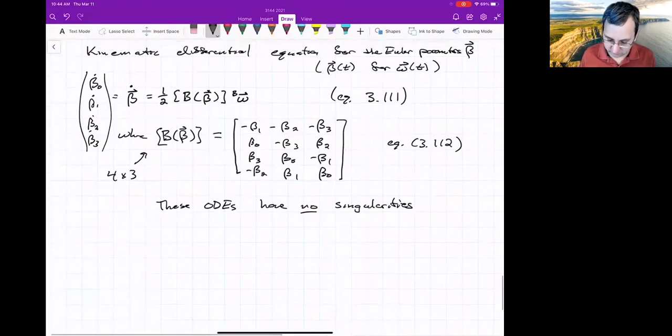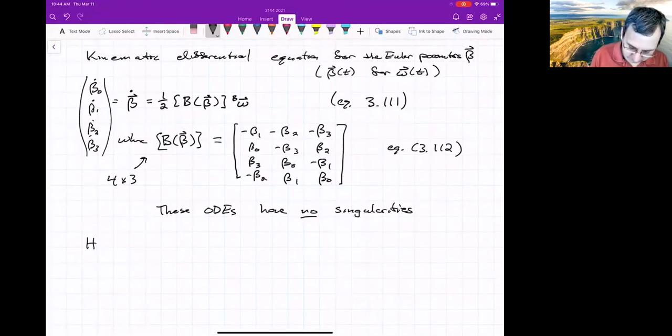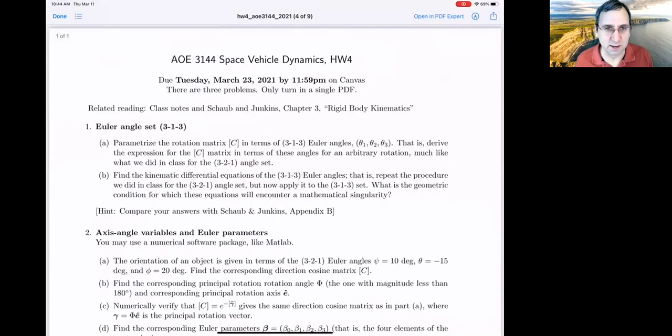So now let me show you that there's going to be a homework 4 assigned soon. I haven't posted it yet. The description of the problems fits on one page, which is pretty amazing. It's 3 problems. Again, only turn in a single PDF.